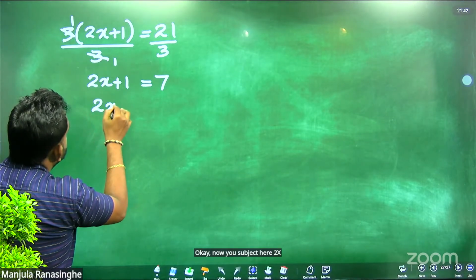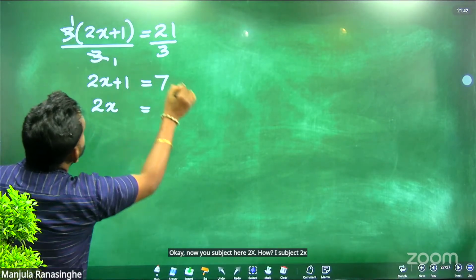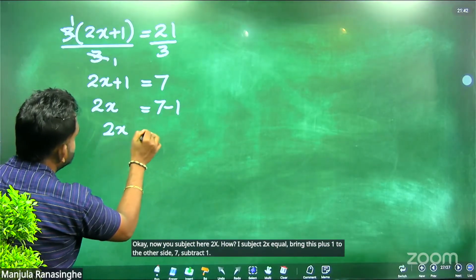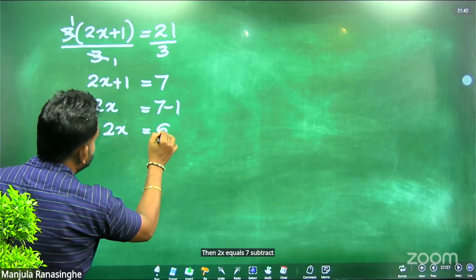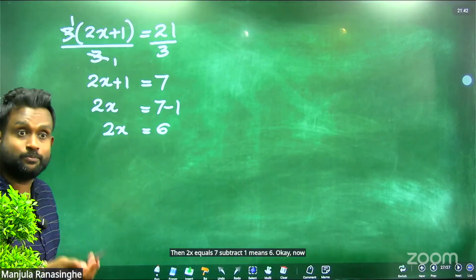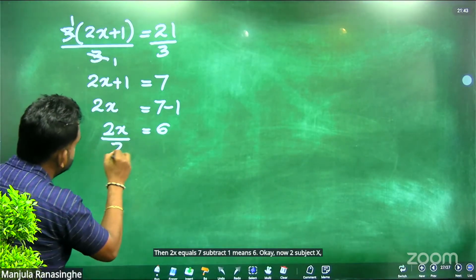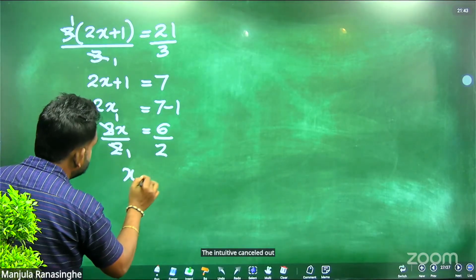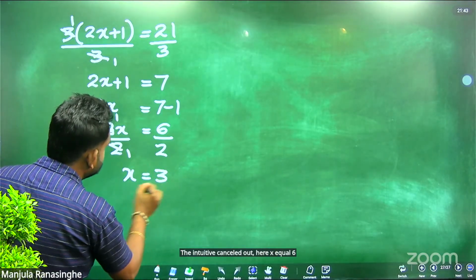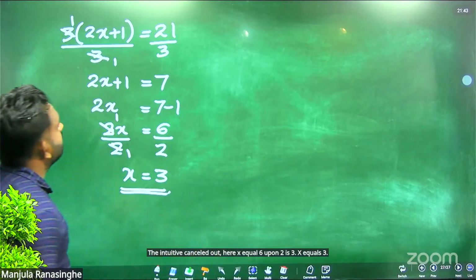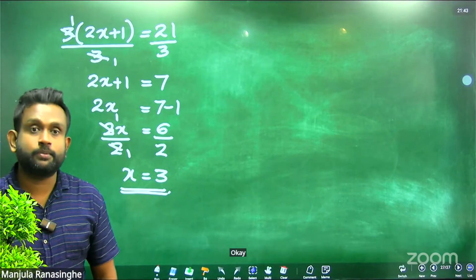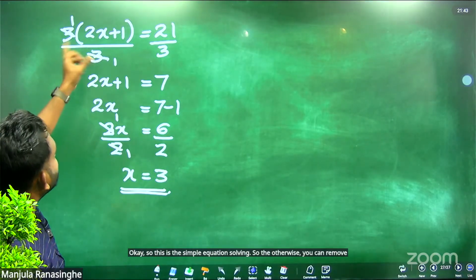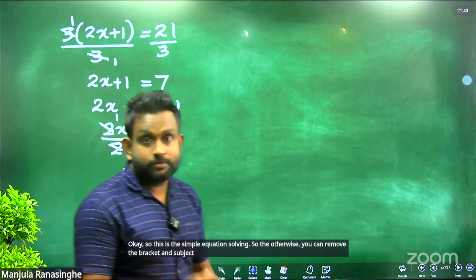Now to make 2x the subject, I bring this plus 1 to the other side: 2x equals 7 subtract 1, so 2x equals 6. Now to find x, you divide by 2 on both sides, the 2s cancel, and x equals 6 upon 2, which is 3. x equals 3. So this is the simple equation solving. Otherwise you can remove the bracket and solve for x, but this method is easier.